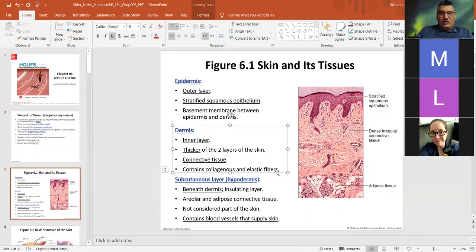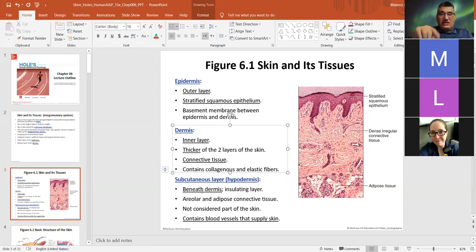This is what you have to remember. It contains collagenous, which is collagen, and elastic fibers. But the most important is which one is thicker, epidermis or the dermis? The dermis is thicker. What does it consist of? Epidermis, stratified squamous, dermis is connective tissue.